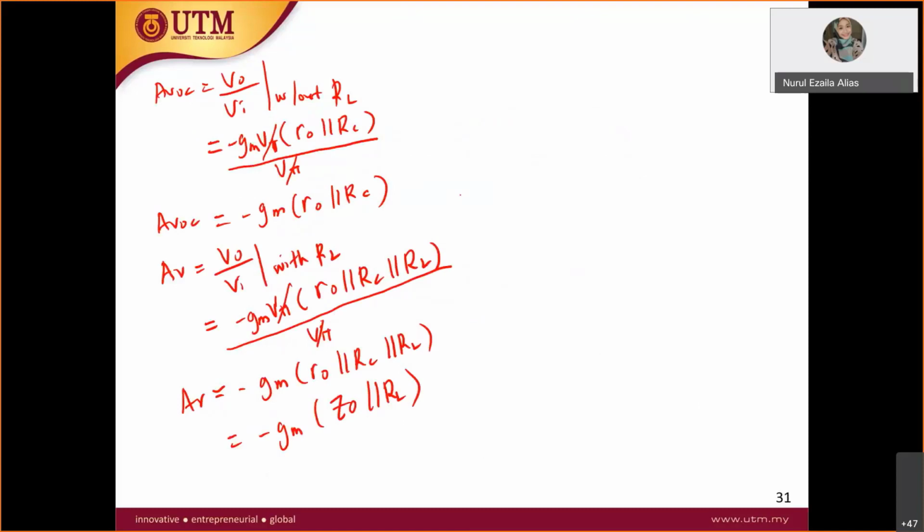So how to get the values? You have to put in all the values that you have calculated just now for gm and R0. RC you have. I just put the number here because I have calculated it. It is actually negative 373. For AV with RL, you get about negative 265. Later on you can calculate yourself, because we don't want to waste our time here. Understanding is more important.